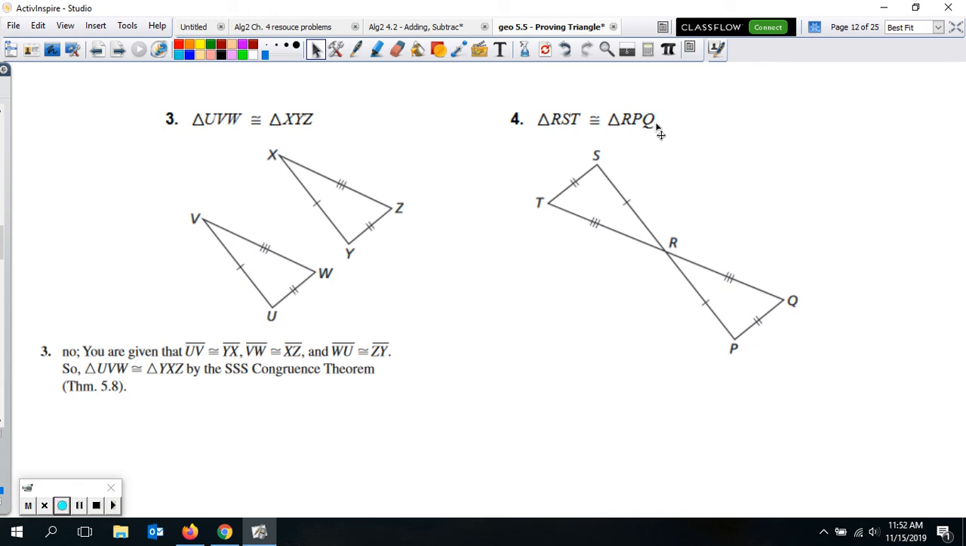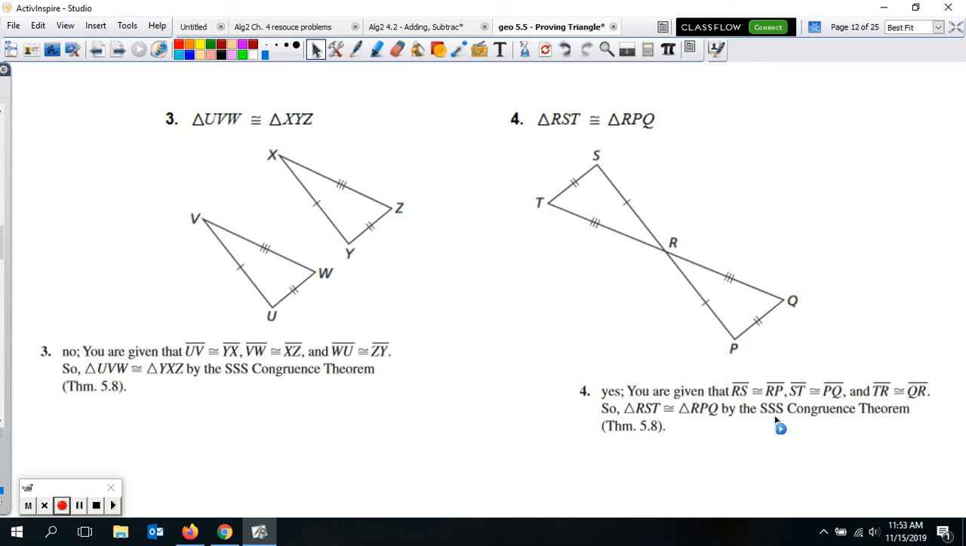RPQ needs to do the same thing. So R, P, Q, back to R is going 1, 2, 3, so that works out. So yes on this one as well. So that one is a correct congruent statement for the SSS congruence theorem.